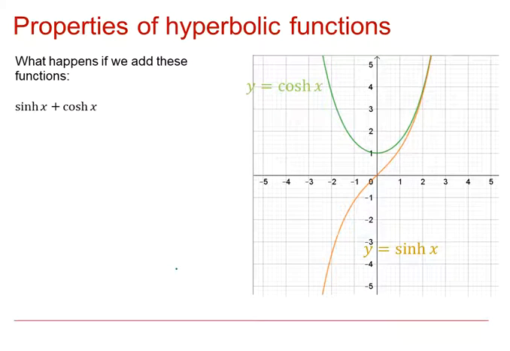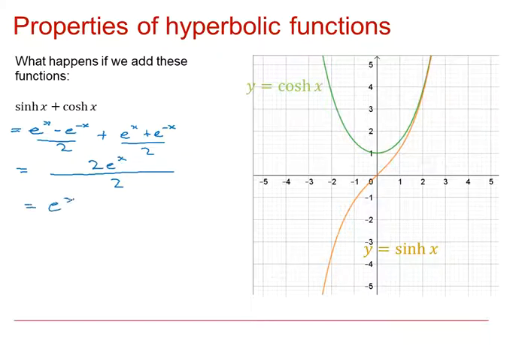So what happens if we take sinh x and add cosh x? Using our standard definitions, which are going to be very useful throughout these videos, if we take e to the x minus e to the minus x over 2 and add on cosh x, that's e to the x plus e to the minus x over 2, then if we put all of this over a common denominator of 2, the minus e to the minus x and the e to the minus x will cancel out, and we'll just have 2e to the x over 2, which is e to the x. So sinh x plus cosh x is e to the x.